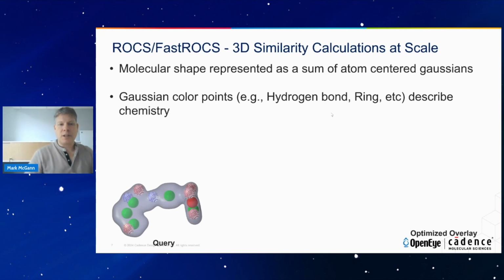So I'll start off with FastROCS Plus. And the question I'll start with is, what is FastROCS? FastROCS is a 3D similarity of ligands, and it can do these calculations at scale. To do this similarity, though, we represent molecules as shapes where the atom centers have Gaussians that represent the density of the atoms on them. And we also represent color points, which would be things like ring centers or hydrogen bond acceptor and donor positions, or atoms, as Gaussians as well.